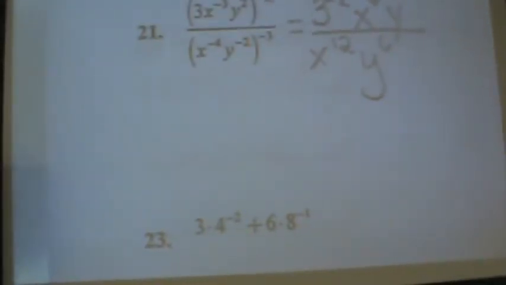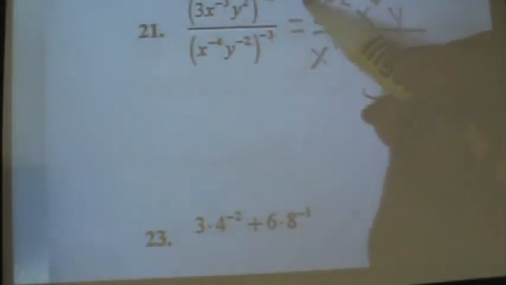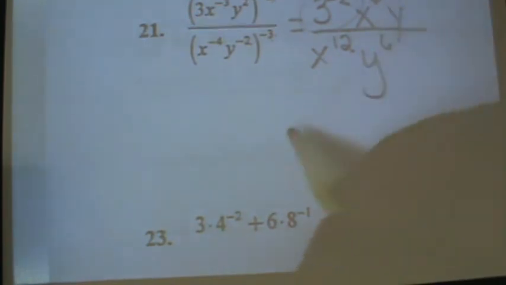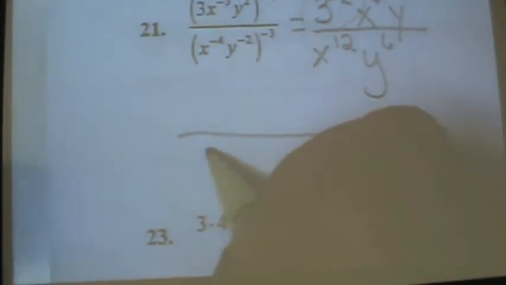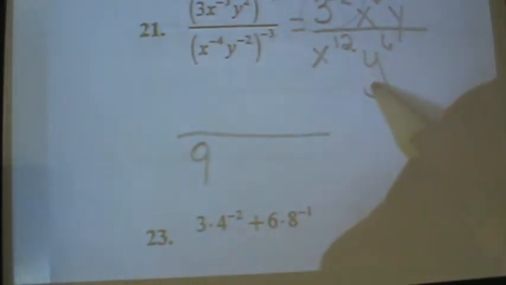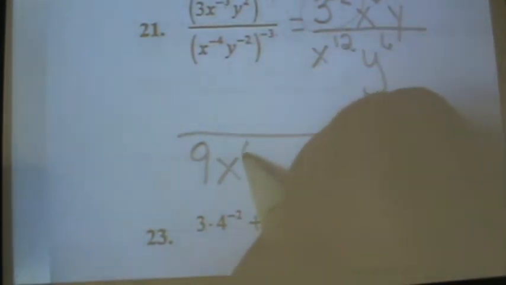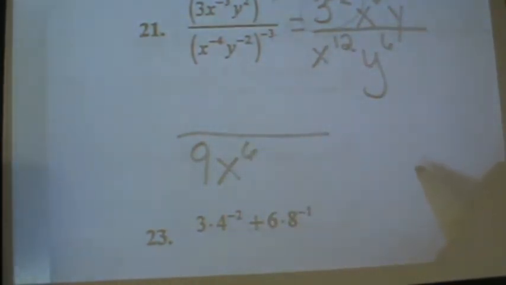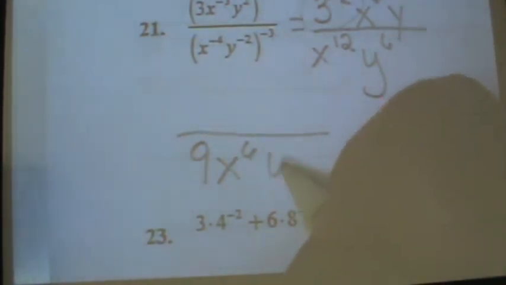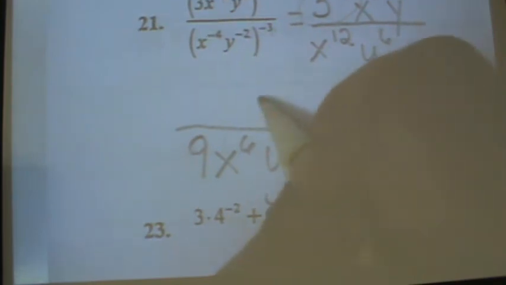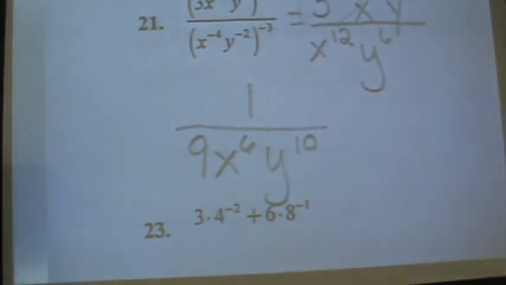Now we have to move some things around and simplify. This part goes in the denominator. It's going to be 3 squared, and 3 squared is 9. And we have 6 x's on top and 12 on the bottom. That gives us 6 x's remaining on the bottom. And this y to the -4 is going to come down here and make it y to the 6 plus 4, which is 10. Now what's in the numerator is a 1.